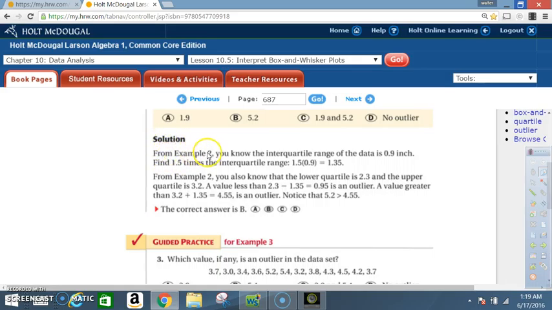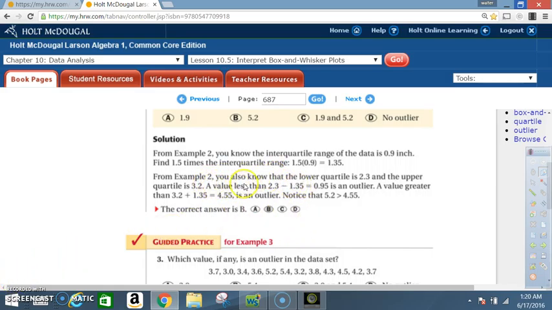Solution. From example 2, you know that the interquartile range of the data is 0.9 inch. Find 1.5 times the interquartile range. So 1.5 times 0.9 is equal to 1.35. From example 2, you also know that the lower quartile is 2.3 and the upper quartile is 3.2. A value less than 2.3 minus 1.35, that's the value you got from 1.5 times 0.9, which was the interquartile range.